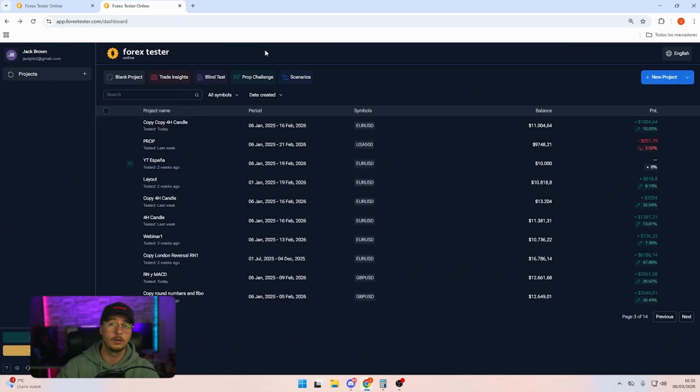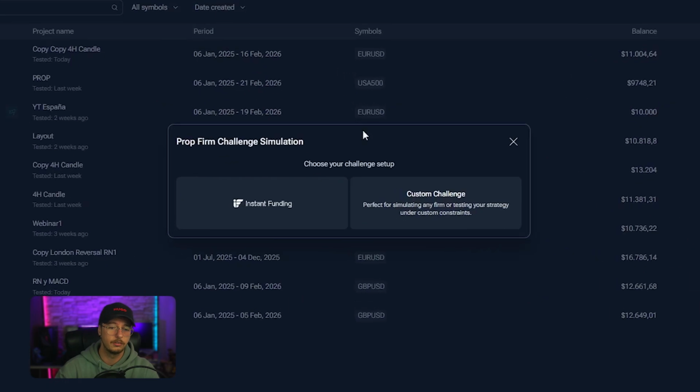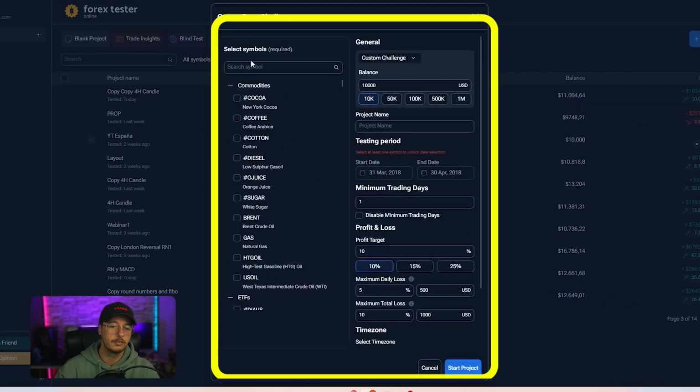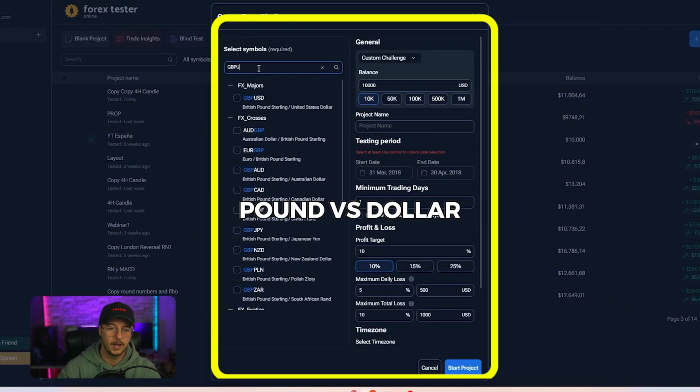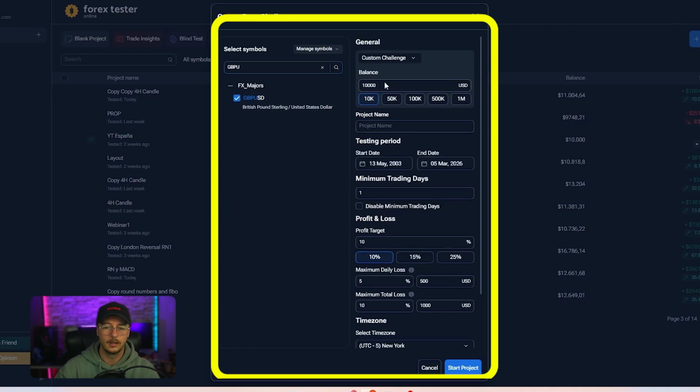So in Forex Online, as you know, we can simulate a prop challenge, and the only thing we need to do is come to prop challenge. Here we can do a custom challenge, and here we'll basically look for the pound against the dollar. And here we can set our balance, so we can leave it at 10,000, and we could say prop live.